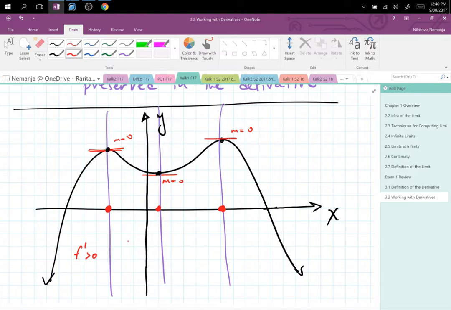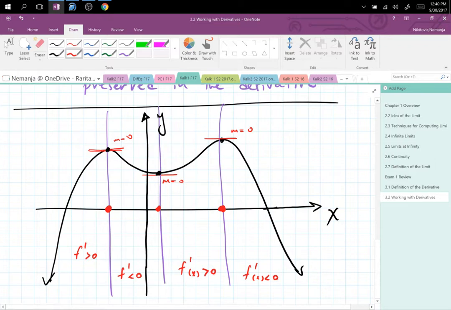Decreasing, therefore derivative is negative. Good. Which means below x-axis. How about the next part? Very good. And how about the last part? Excellent.